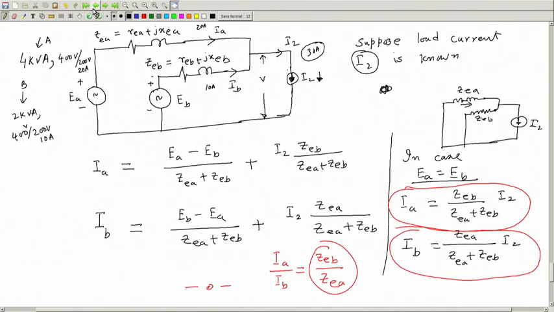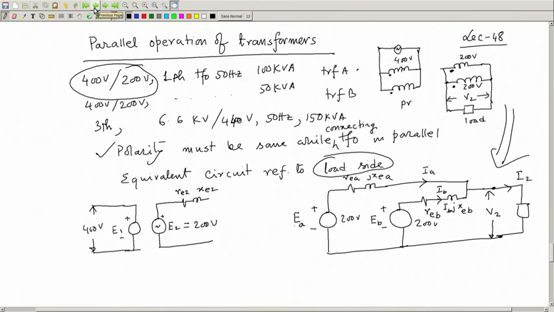Welcome to lecture number 49 on electrical machines 1, and we have been discussing parallel operation of transformers, which is an important topic. Recall that in our last class I took an example and said that suppose you have two transformers, transformer A and transformer B. If you want to connect them in parallel, it means connecting the primaries of transformers A and B in parallel and energizing with the rated voltage.